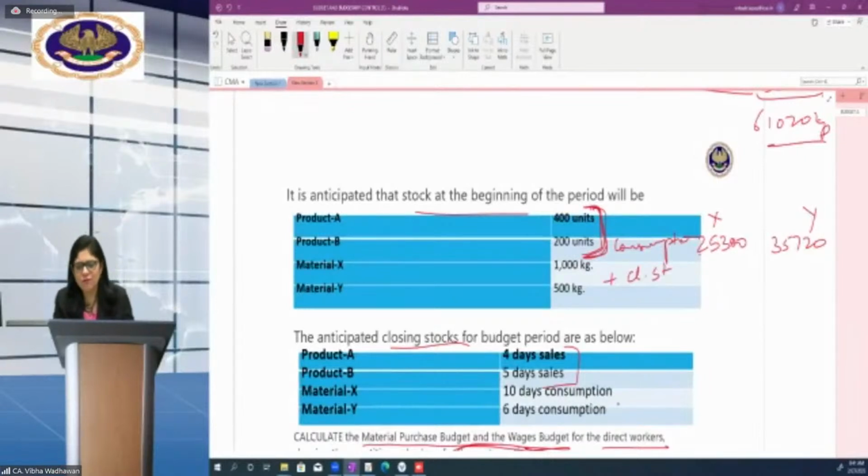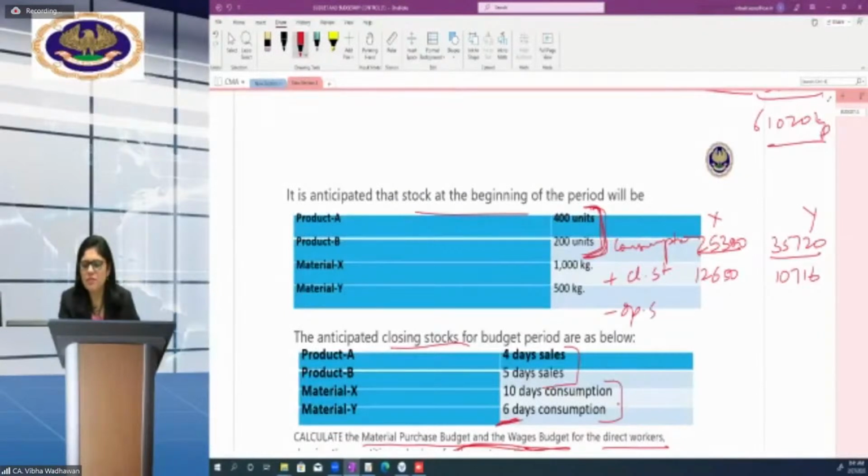So calculate for 10 days. 25,300 is the consumption for 20 days. You calculate it for 10 days: it's 12,650. Just halve it. 35,720 is the consumption for 20 days. We need the consumption for 6 days for closing stock. So into 6 divided by 20, it will be 10,716. This is the closing stock. Convert the consumption into per day and then calculate for 10 days and 6 days respectively.